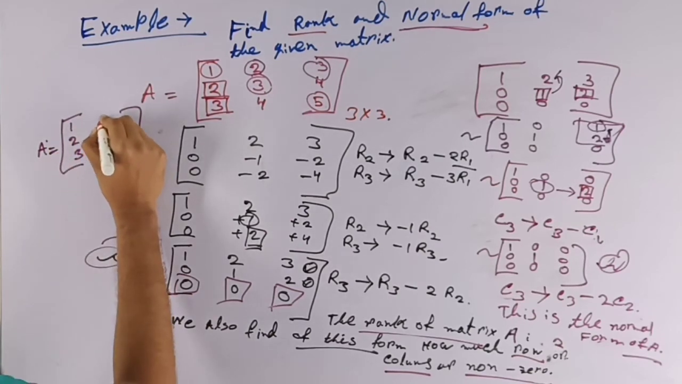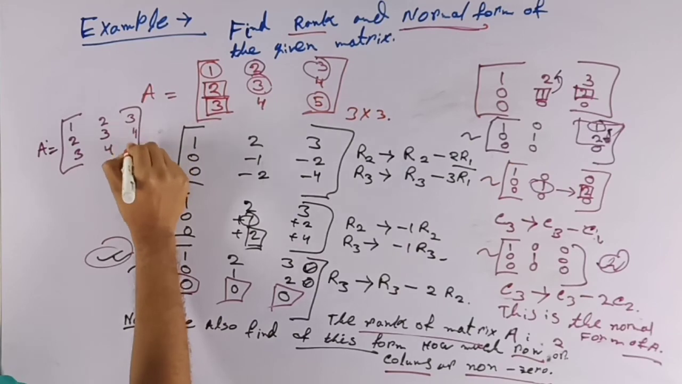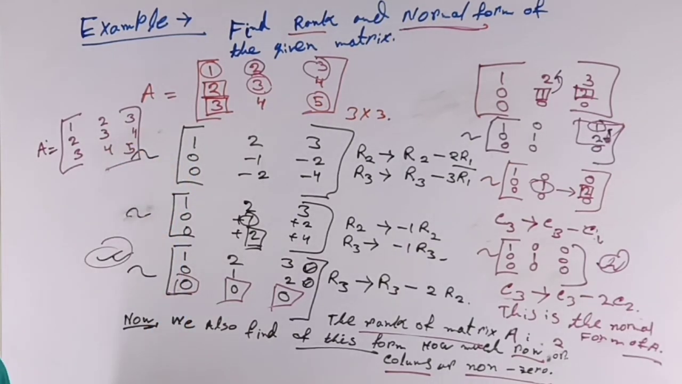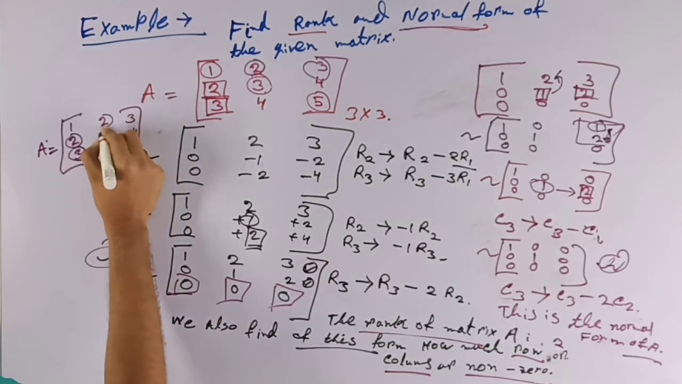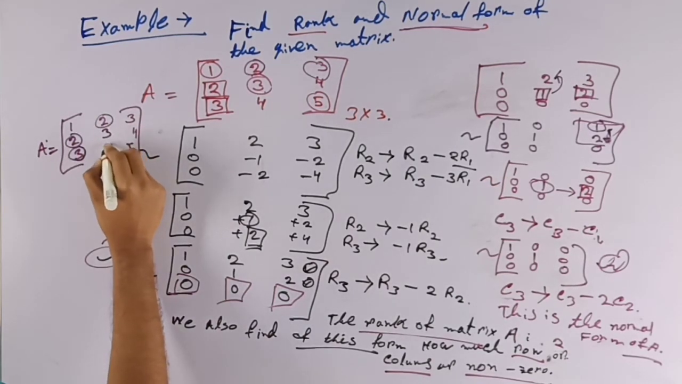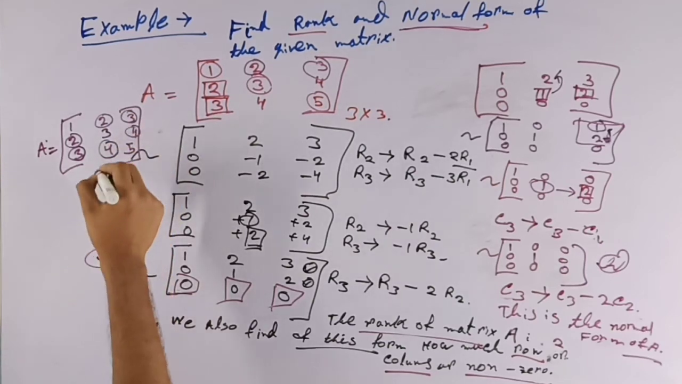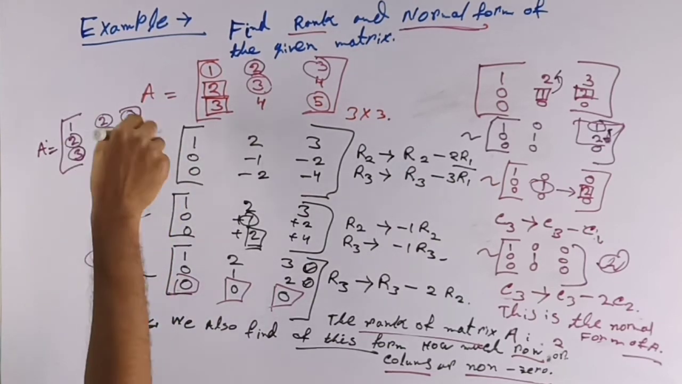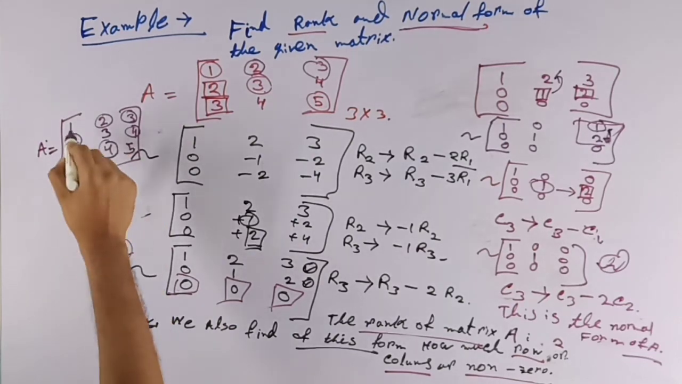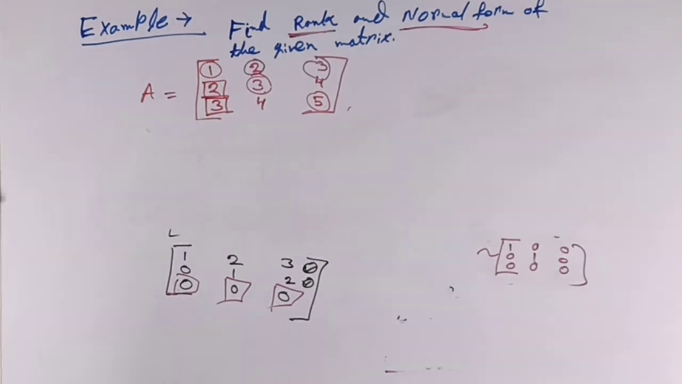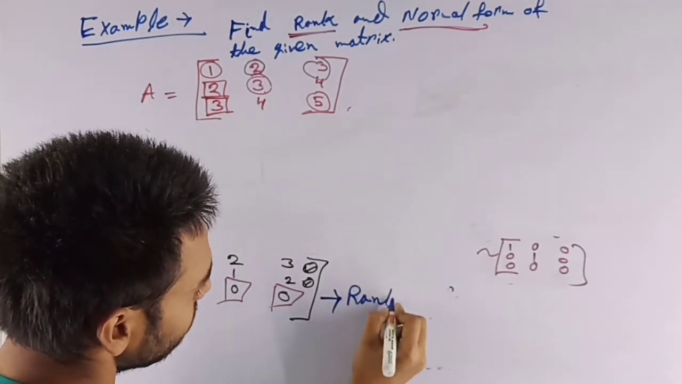The given matrix I also write down: 1 2 3, 2 3 4, 3 4 5. That's it. And this 3 2 and this 2 4 and 3 4. Also find the 0 in the normal form. It's the main theory of this. I also write down here the answer.